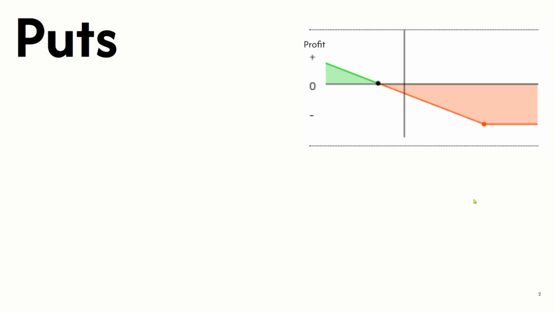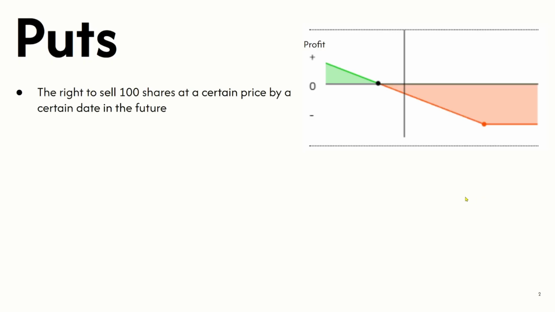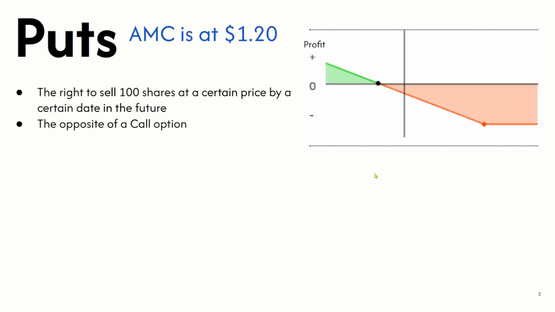So let's get started. Puts are the opposite of the call option. With a put, you have the right to sell 100 shares at a certain price by a certain date in the future. Instead of wanting the market to go up, you actually want it to go down. So let's look at an example.